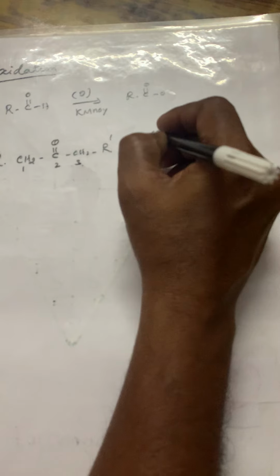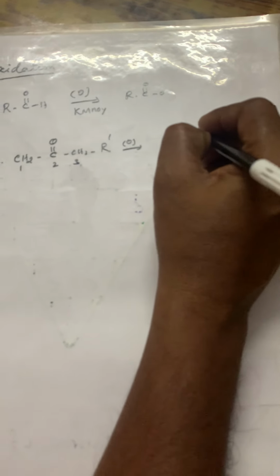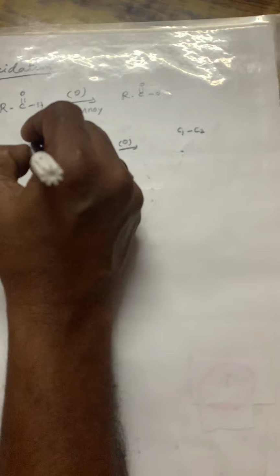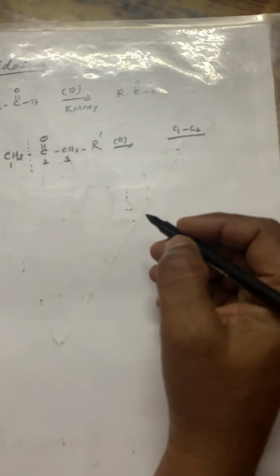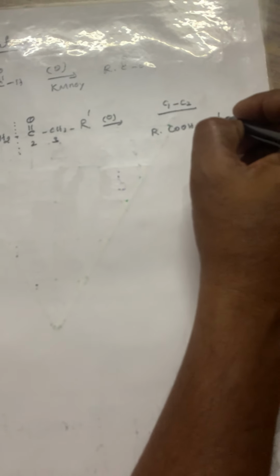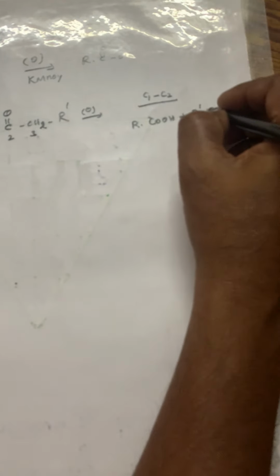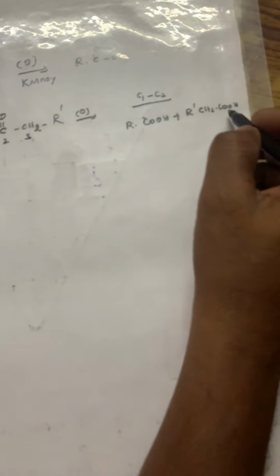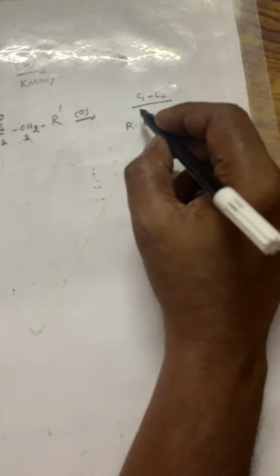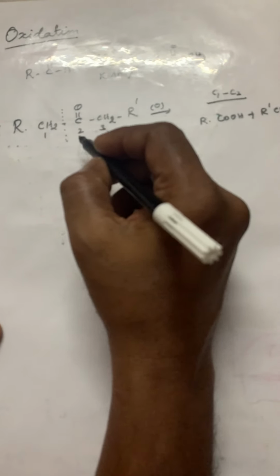If cleavage takes place between C1 and C2, what are the products it will give? The CH2 R is converted into COOH plus R dash CH2 COOH. This CO group is also converted into a COOH group, if it undergoes cleavage between C1 and C2.